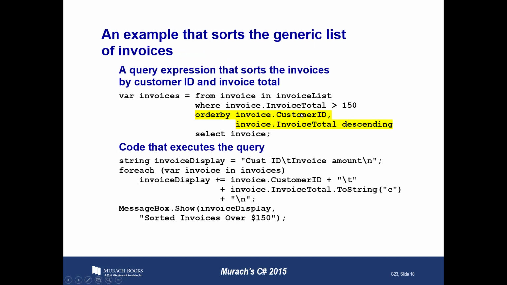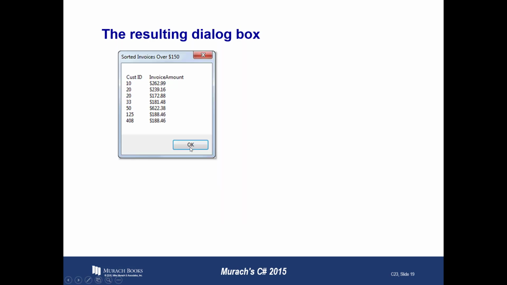Here we're ordering by customer ID and invoice total. So if they have the same ID, the invoice total is in descending order. So we've got 2 IDs that are the same. And notice the invoice amount is in descending order.